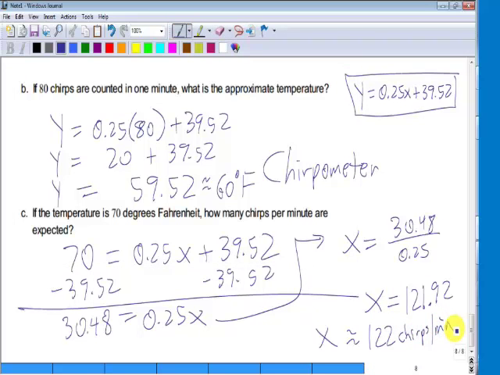There we go. Round to the nearest chirp per minute. Yeah. All right.